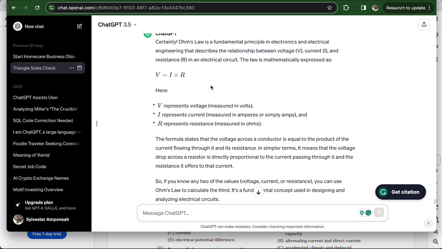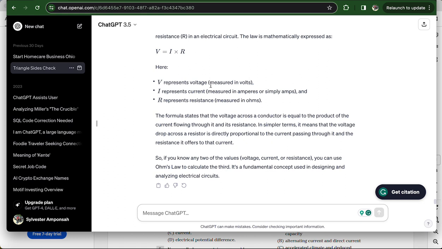And then here it gives a representation of what V represents, what I represents, and what R represents. And then it states that the formula says the voltage across a conductor is equal to the product of the current flowing through it and its resistance. In simpler terms, it means that the voltage drop across a resistance or resistor is directly proportional to the current passing through it and the resistance it offers to that current. So if you know any two of the values, voltage, current, or resistance, you can use Ohm's law to calculate the third. It's a fundamental concept used in designing and analyzing electrical circuits.